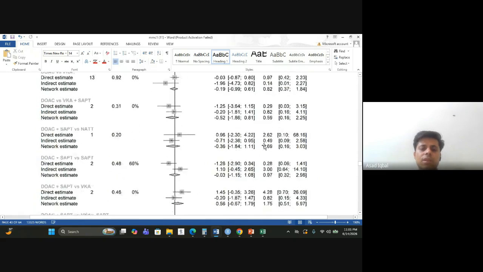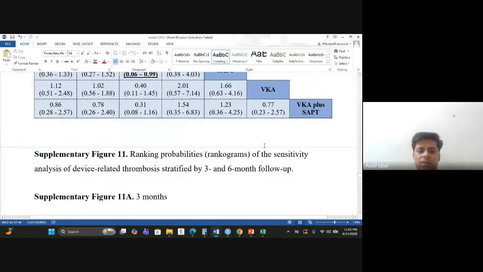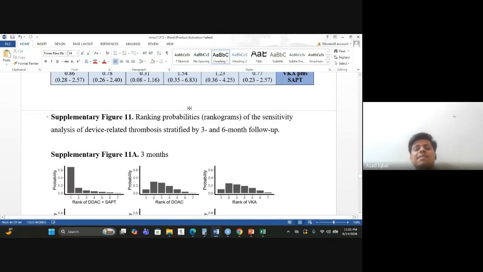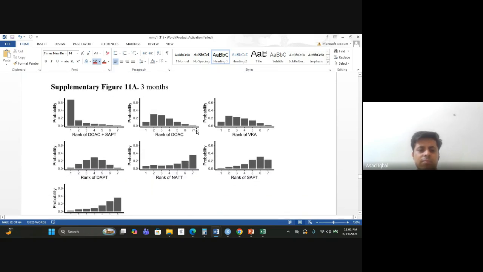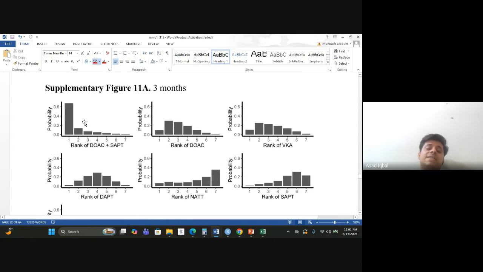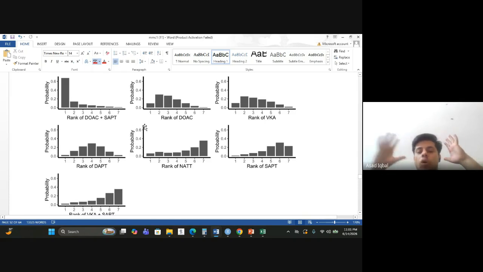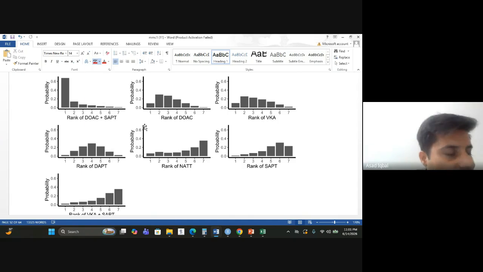Okay. There's one thing remaining, which is called ranking probabilities, or rankogram. Okay. What do we mean by this? That means what is the probability. I mean, we have 7 nodes, right? We're comparing 7 different things, okay, for one population, which is left atrial appendage occlusion, okay.